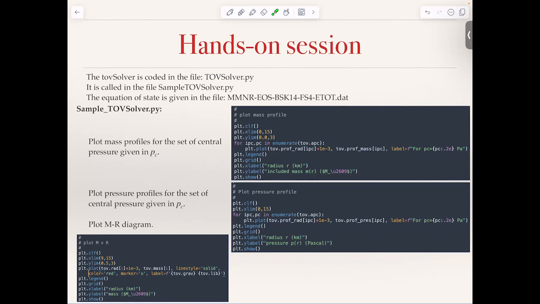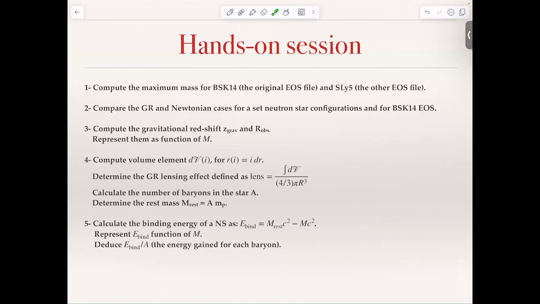No, it's fine. So it works for everyone. Good. Then we can go to the practical session. I have a set of questions for you now. The only thing you have to change is the sample. You can rename the sample with the name you want, exercise 1, 2, 3, whatever. You just need to change the sample file and never change the TOV solver.